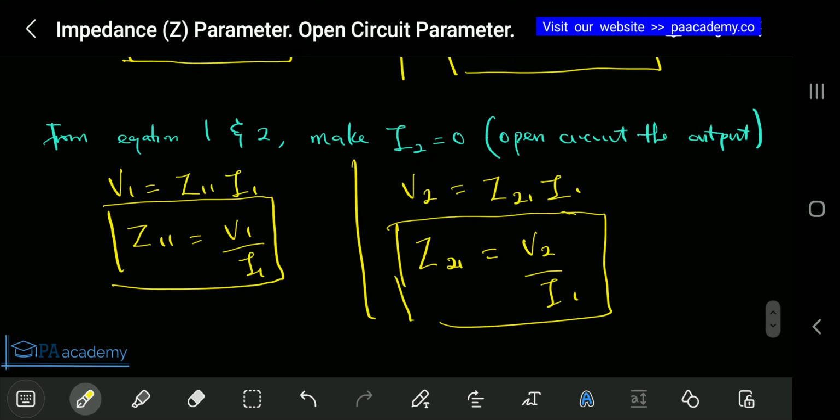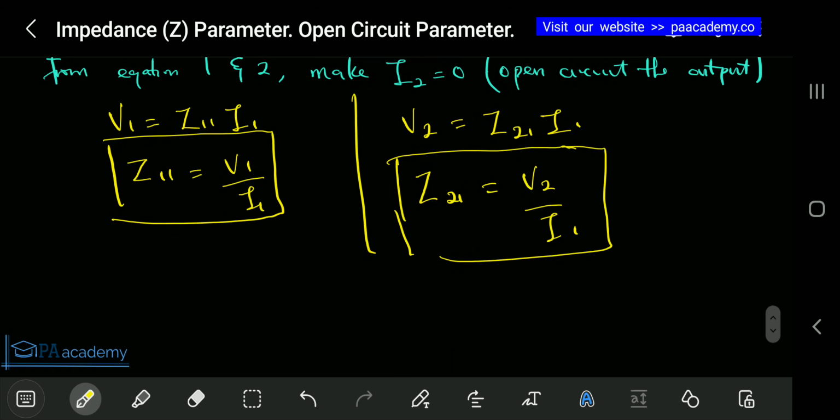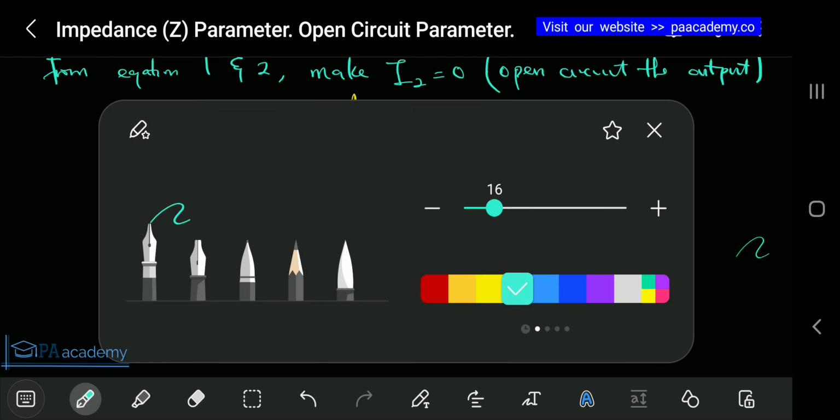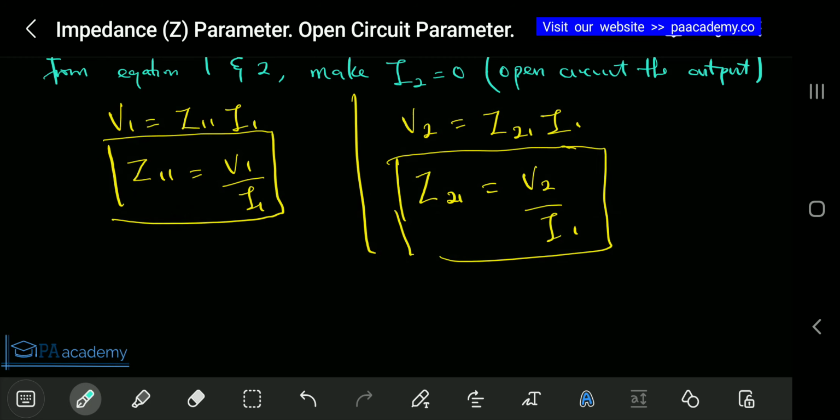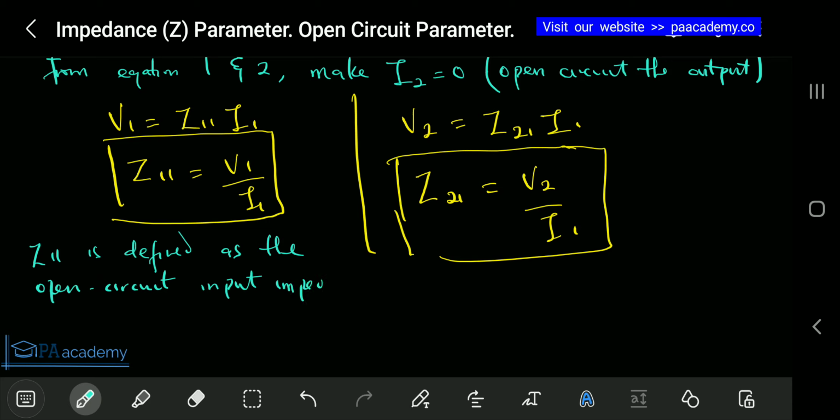So our Z11 is also defined as the open circuit input impedance. So let me write this just beside it. So this Z11 is defined as the open circuit input impedance. So I want you to take note of all of these terms.